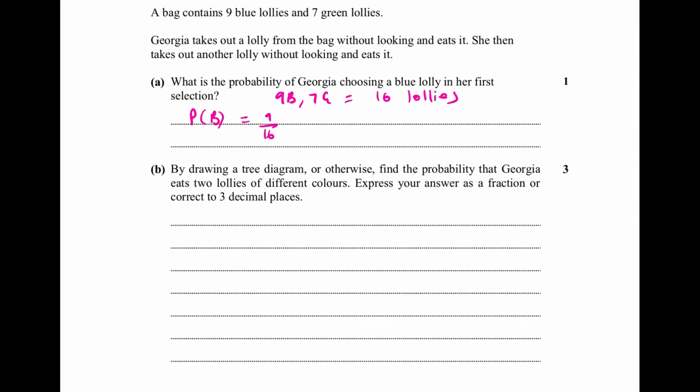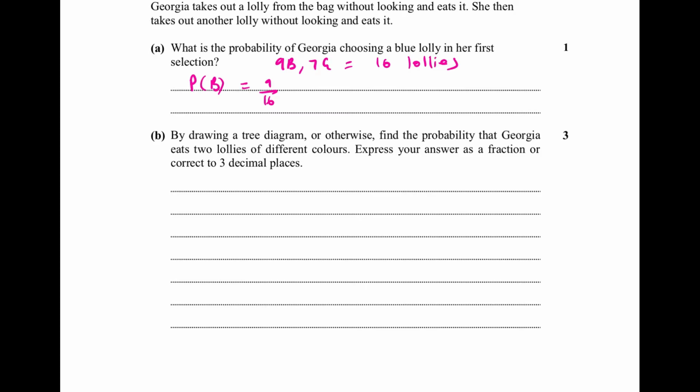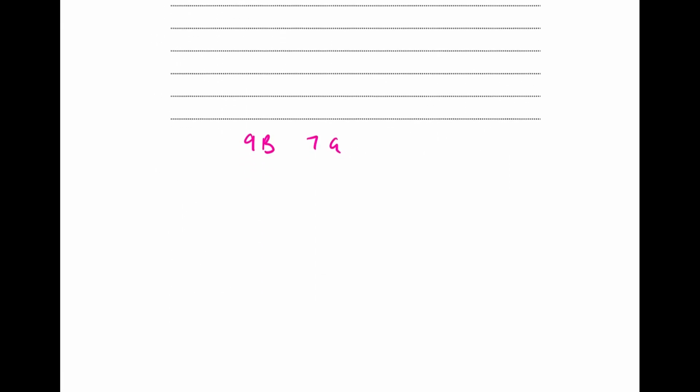The next part, by drawing a tree diagram or otherwise, find the probability that Georgia eats 2 lollies of different colours. Express your answer as a fraction or correct to 3 decimal places. So let's draw this tree diagram. Do they give us space down here? Yep. So once again, we have got 9 blue and 7 green. Is that correct? 9 blue and 7 green.